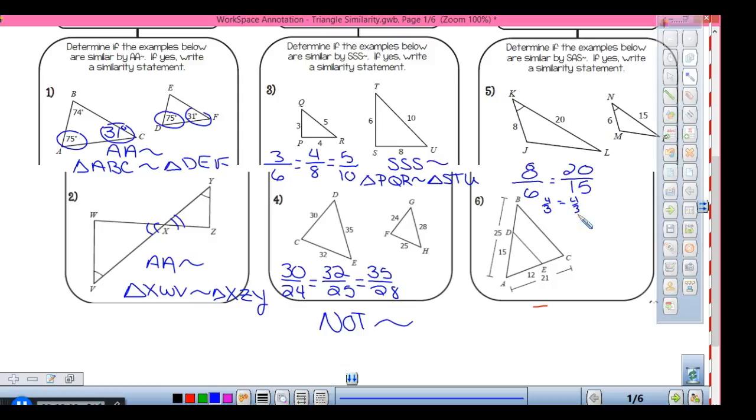Are they congruent? Yes. Is my angle on both of my triangles in between my two sides? Yes. So we're going to say side, angle, side, similarity. Triangle JKL is similar to triangle, what goes with J? M and P.